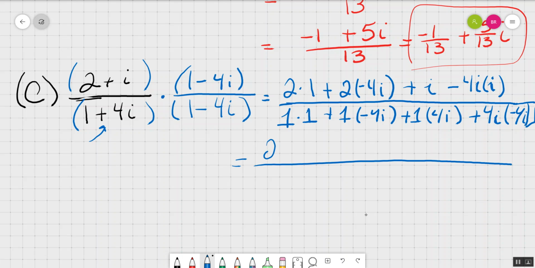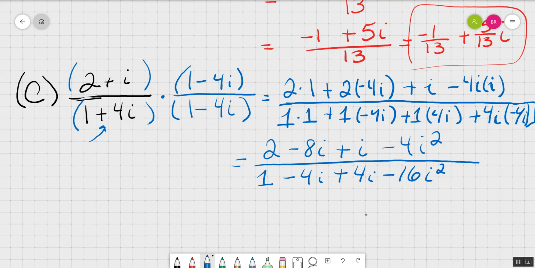So 2 times 1 will give me 2, 2 times negative 4i will give me negative 8i for this one, plus an i that I already did, minus 4i squared. Alright, for the denominator, 1 times 1, totally a 1. 1 times negative 4i, negative 4i. 1 times positive 4i, positive 4i. There's the inner part going away, just like I promised it would. Negative 4 times negative 4 will give me negative 16, and i times i will give me an i squared.